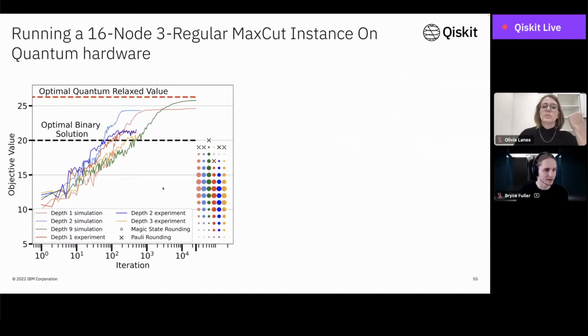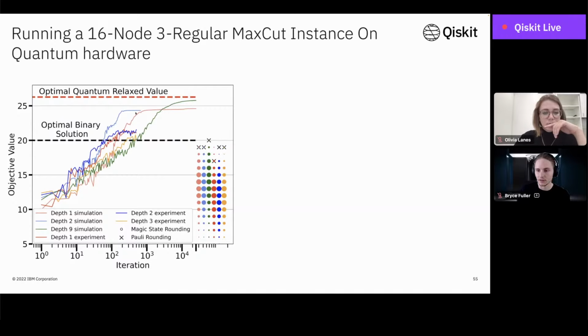So we ran this algorithm both in simulation and on hardware. The x-axis here is the number of iterations that we trained VQE. So what you're seeing is the performance of the relaxed solution as it gets better and better, and the algorithm tries to get to the optimal answer. This black line represents the optimal discrete solution, which in practice wouldn't be known, but since the problems are small enough here, we can know it. And this red line is the best possible energy, or the best possible objective value, that you could get for your relaxed problem.